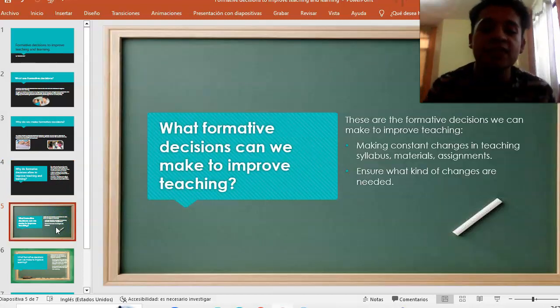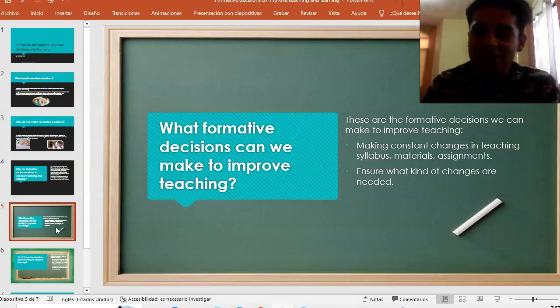What formative decisions can we make to improve teaching? These are the formative decisions we can make to improve teaching. Making constant changes in teaching syllabus, materials, and assignments, and ensuring what kind of changes are needed.